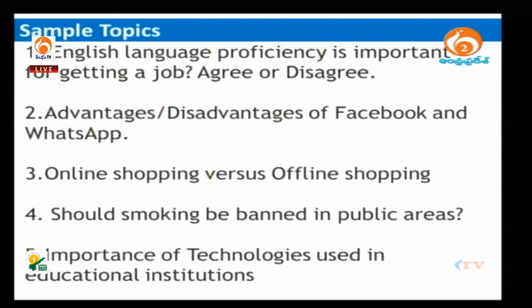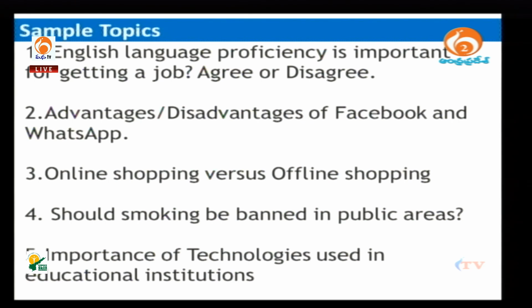I will read them out. English language proficiency is important for getting a job. Agree or disagree? Proficiency means expertise, being fluent, being good, being excellent. So one of the first topics is English language proficiency is important for getting a job. Agree or disagree? Number 2, advantages or disadvantages of Facebook and WhatsApp.